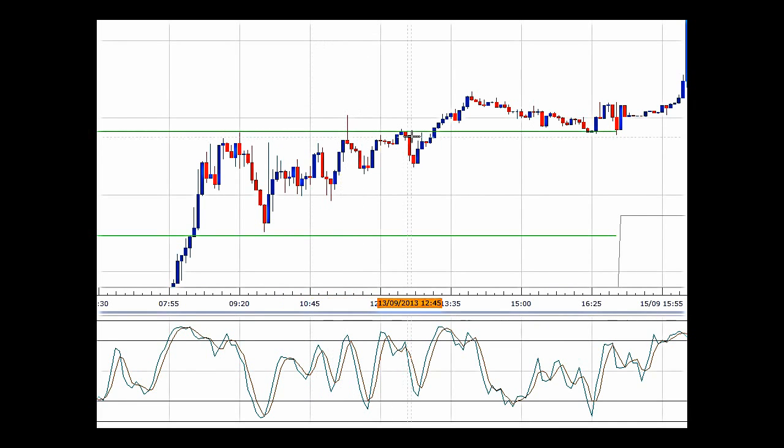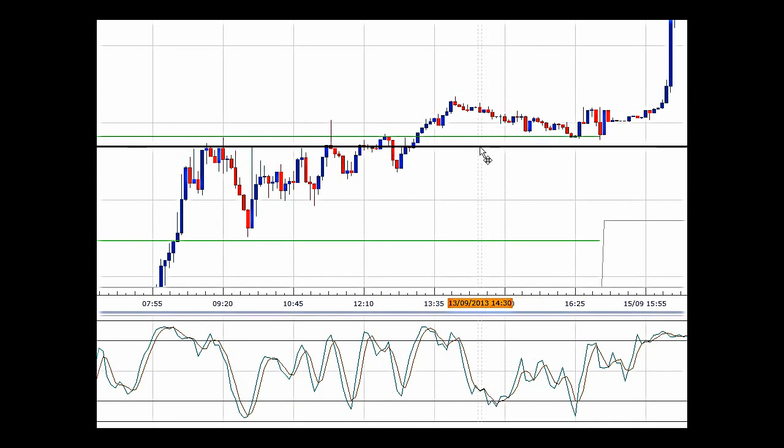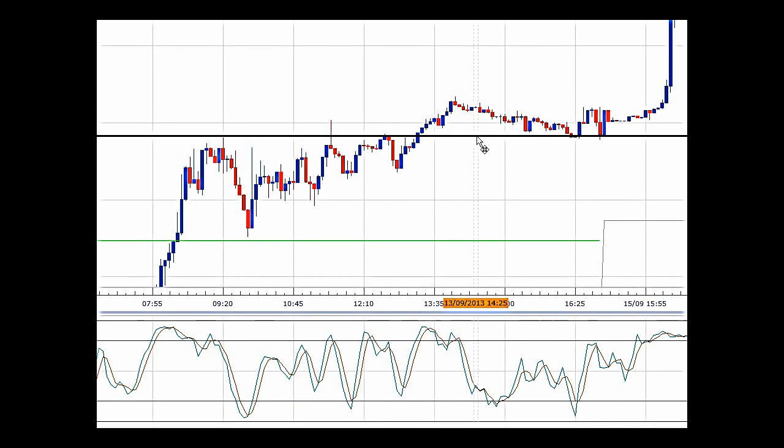Okay, so if I were to draw here, you can see this level here. I draw it in black color. They are in confluence with this pivot level. You can see that they're in confluence. So this level has 2 levels.